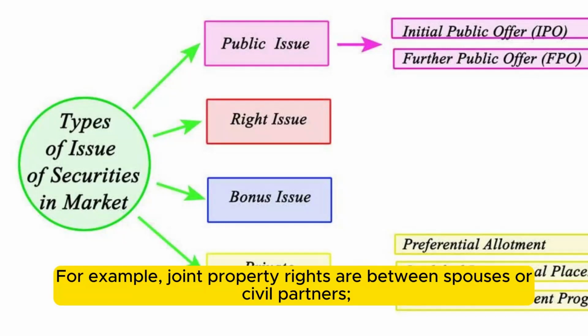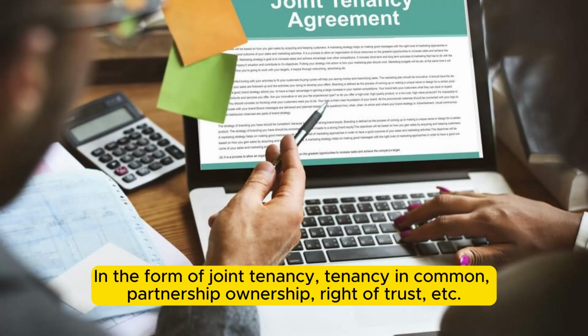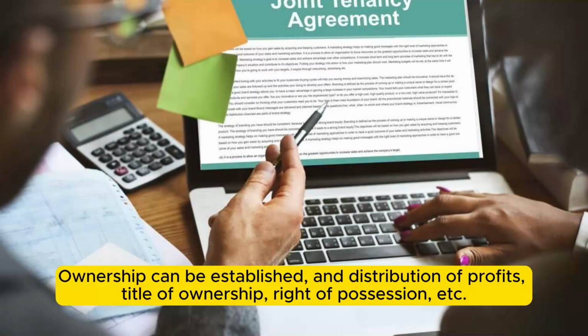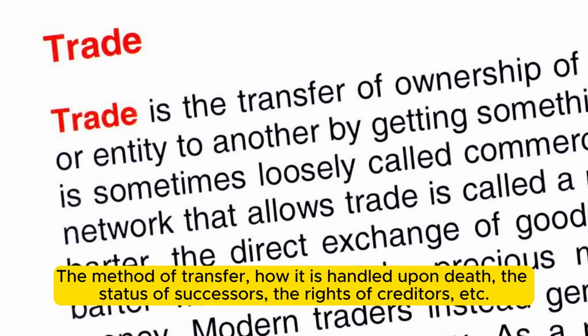For example, joint property rights are between spouses or civil partners. Right of survivorship in joint property can be established between spouses or civil partners. In the form of joint tenancy, tenancy in common, partnership, ownership, right of trust, etc. Ownership can be established, and distribution of profits, title of ownership, right of possession, etc. The method of transfer, how it is handled upon death, the status of successors, the rights of creditors, etc.